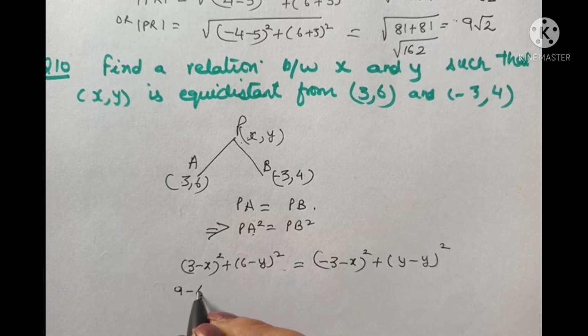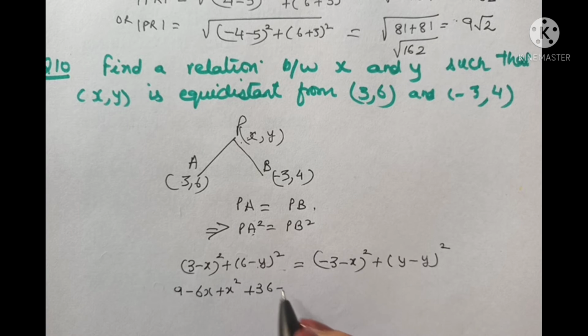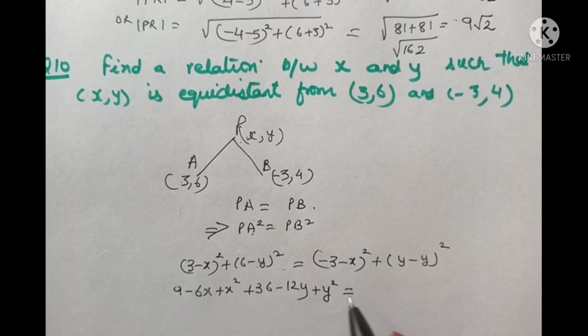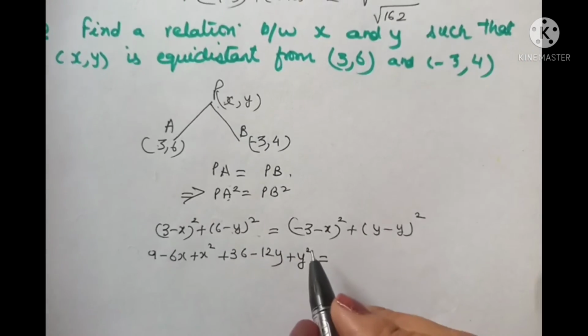This gives you a square minus 2ab plus b square. Again here a square, that is 36, minus 2ab, that is 2 into 6 into y, minus 12y plus y square. Now please students, be careful in this.